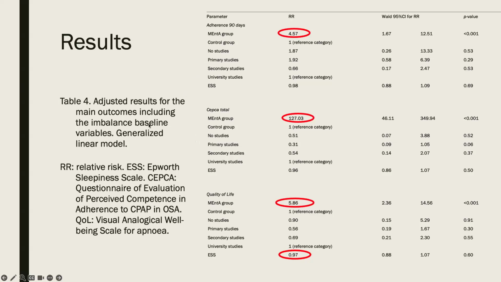And then just for a little recap, the CEP-CA was the questionnaire that I was telling you about, how patients evaluate their competence with their PAP therapy. And it was significantly higher with the Menta group. And then same with the quality of life. There wasn't much change between the standard and the Menta when it comes to perceived sleepiness.